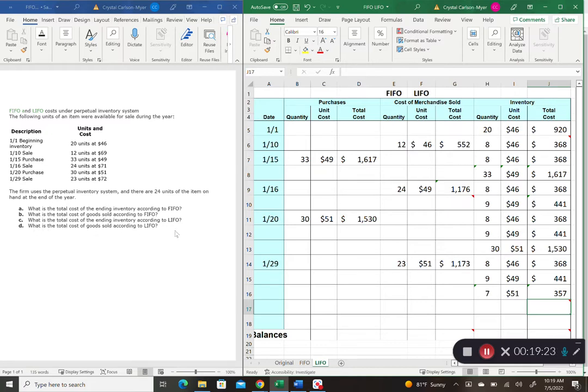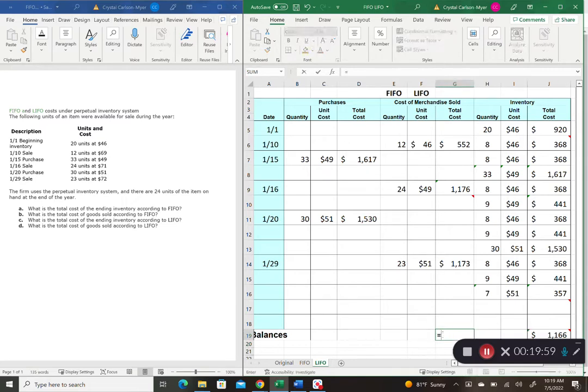So when I go to answer my question here in part C, what is the total cost of ending inventory according to LIFO? That would be the amount that you have remaining at the end of the month. So I have $368 of my $46 units. I have $441 total dollars of my $49 units. And then I have $357 of my $51 units. So my total value of my ending inventory at the end of January is $1166, and that is the answer to part C.